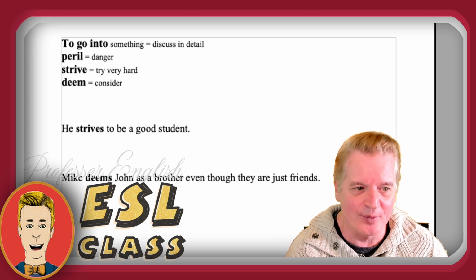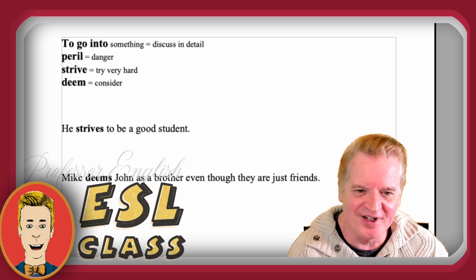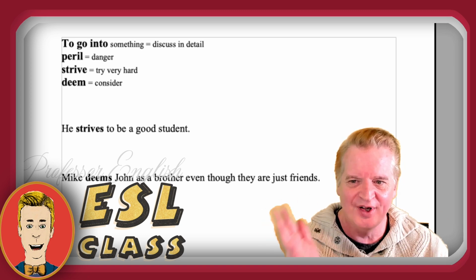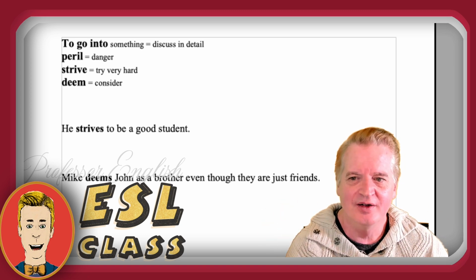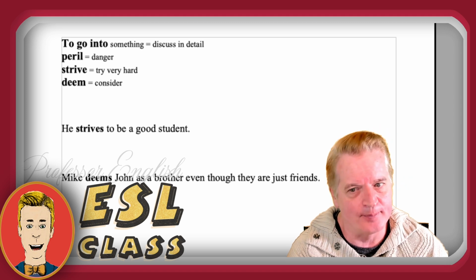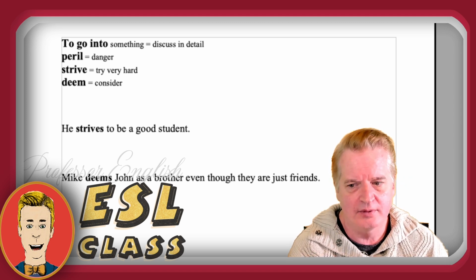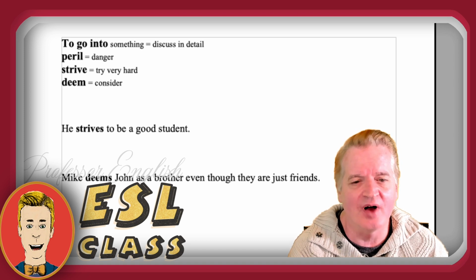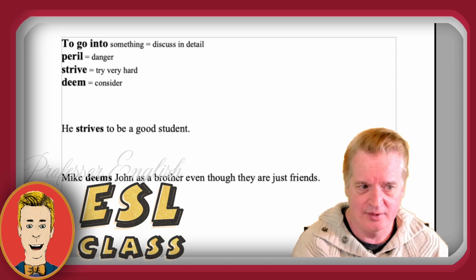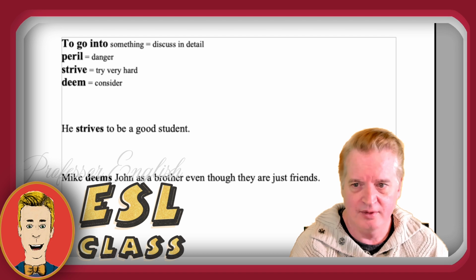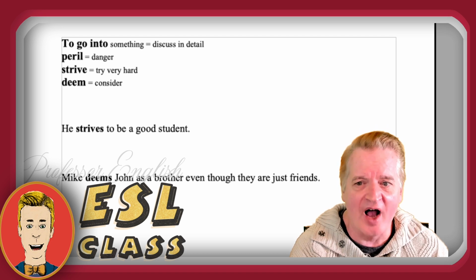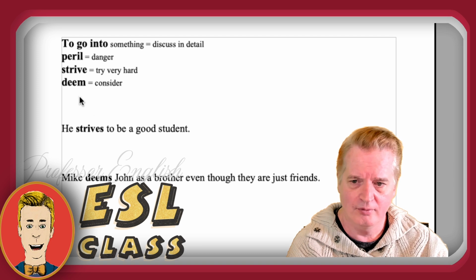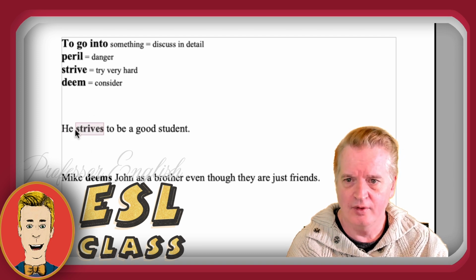Okay, so we already have our rhythm. That was pretty easy. We already found our rhythm. So we have our small, big, small, big. He strives to be a. Can you say he strives to be a? He strives to be a. Mm-hmm. Not stripes. Strives. He strives to be a good student.